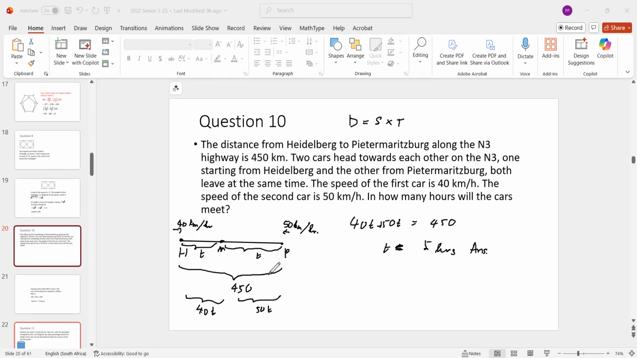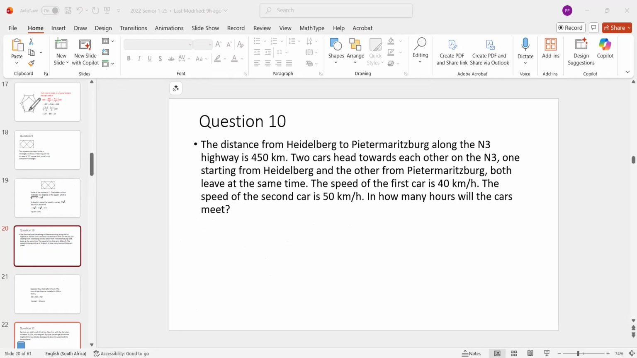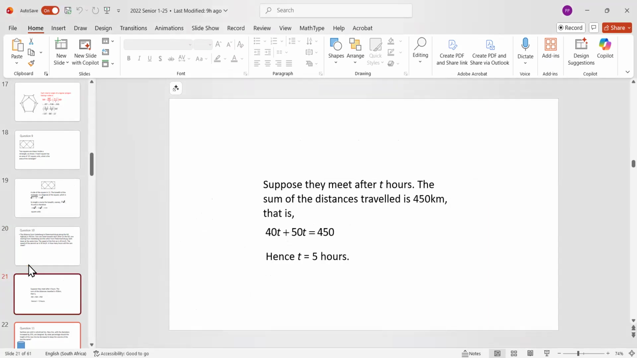But I said in 1 hour it travels. That's much better to understand it. 40 kilometers per hour means in 1 hour it covers 40 kilometers. Therefore, in t hours it will cover 40t. And that tells you that you need to multiply these two numbers, which is speed times time. Okay, so we said the answer is 5 hours. And as you can see, it's exactly the same thing, and we land with the same answer.